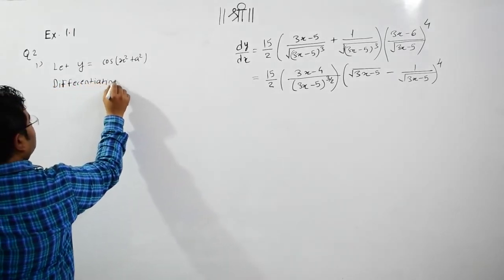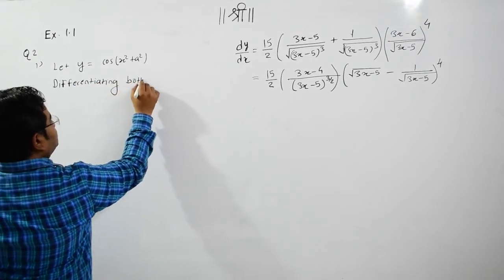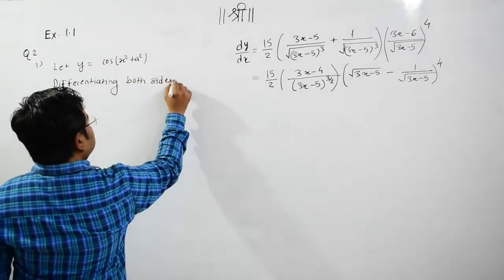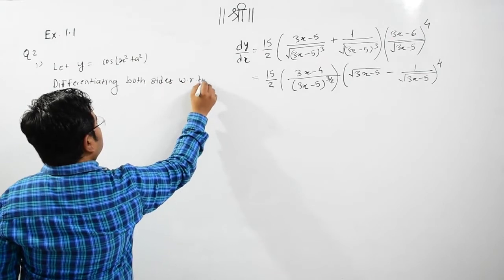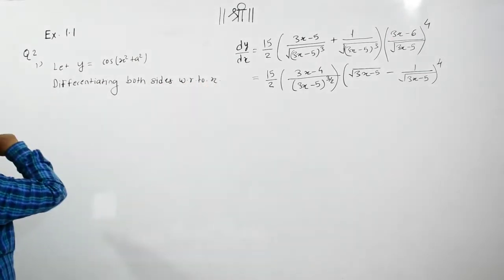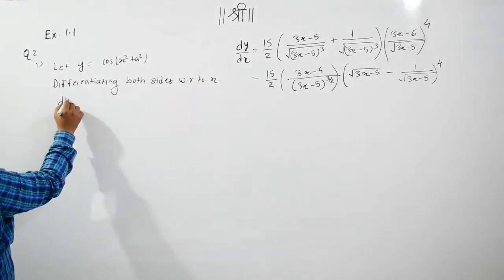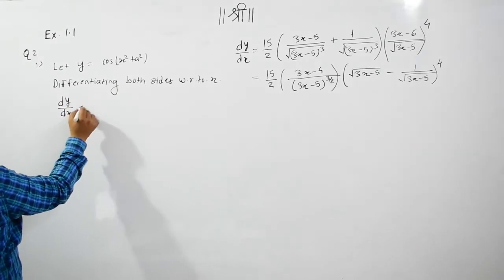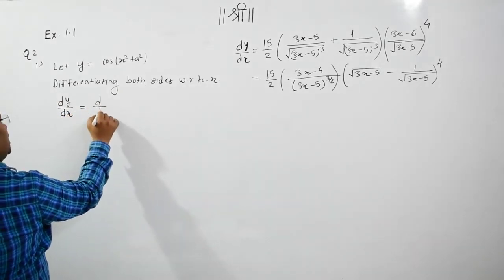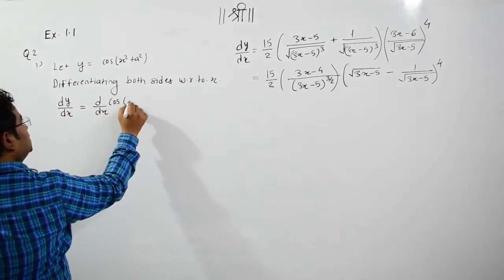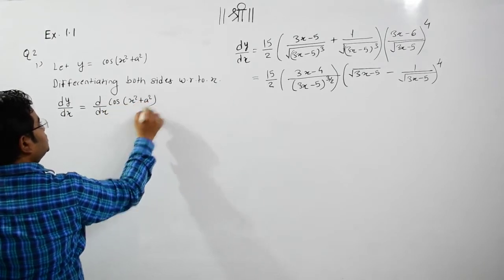Differentiating both sides with respect to x. So you people are smart. So let's see, dy upon dx is equal to d upon dx of cos of x square plus a square.